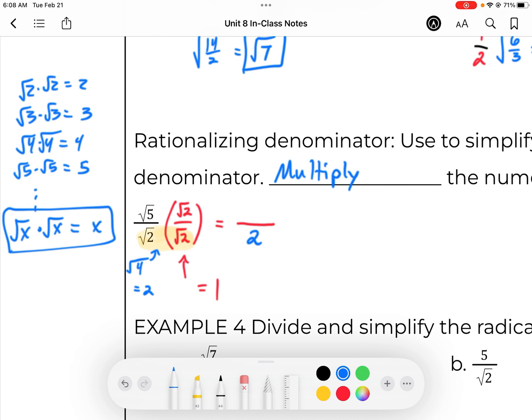But on the top, root 5 times root 2, those are two different numbers. So I can group those together as the square root of 10, because 5 times 2 is 10. And you will remember from the previous example on the front page that the square root of 10 cannot be simplified. So root 10 over 2 is your answer.